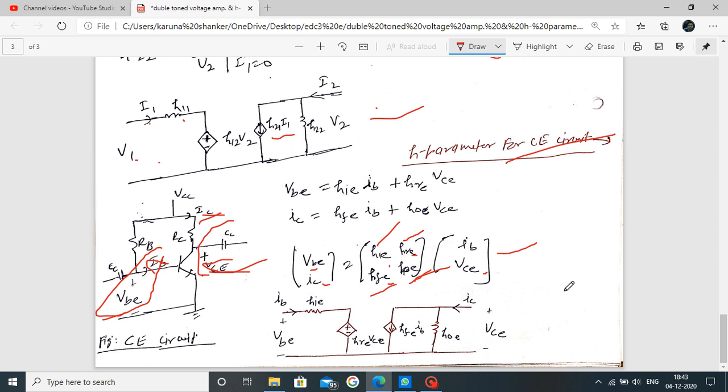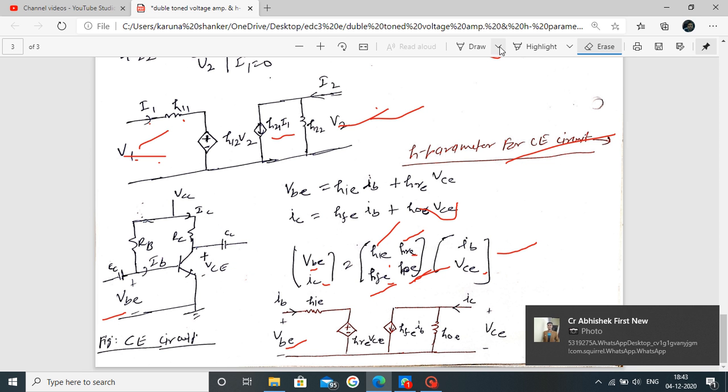Now this matrix form can also be expanded into equation form. To draw the equivalent circuit, in this form we just replace: V1 is equal to VBE, which is the input side, and I1 is IB. Just replace all the values with respect to whatever we studied in the two-port network.